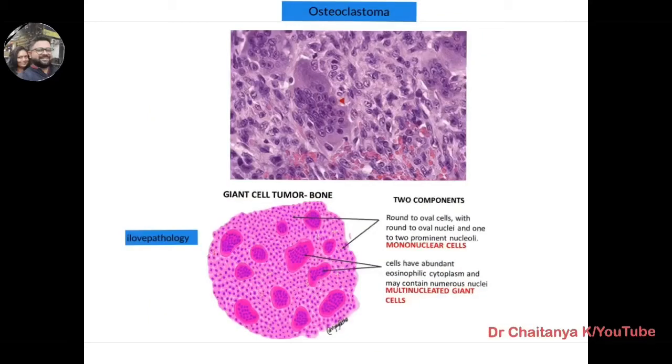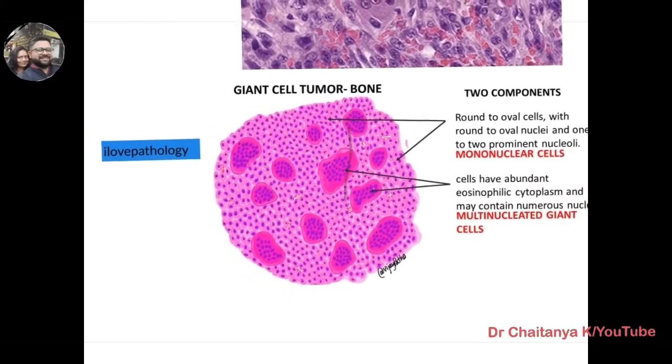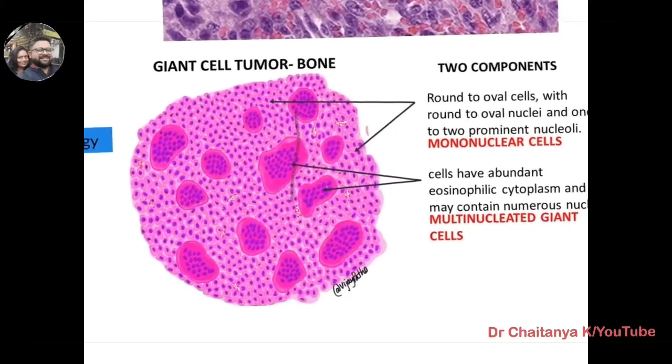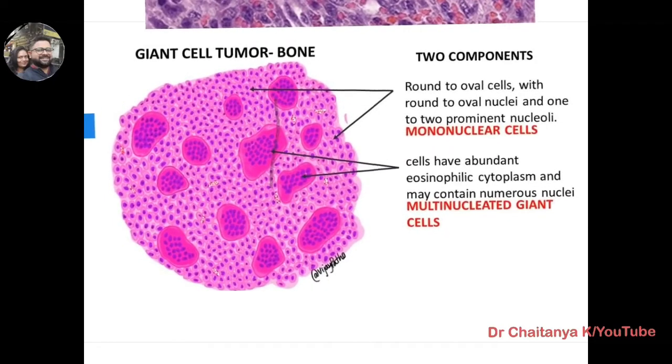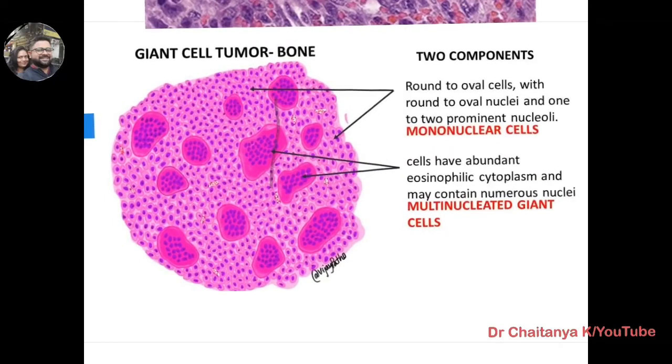Coming to the microscopy, that is the osteoclastoma. Before going to the microscopy, I would like to share this figure, courtesy of Dr. Vijay sir from Bengaluru. He drew this figure very neatly to make you understand the exact difference between giant cells and the tumor cell. Giant cell tumor is actually a confusion, a misnomer. Misnomer means a term which is not suggesting what it is. For example, in giant cell tumor, the tumor cells are not the giant cells.